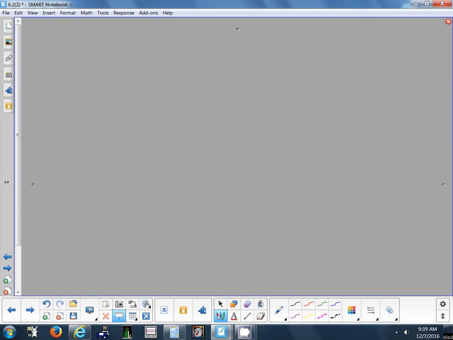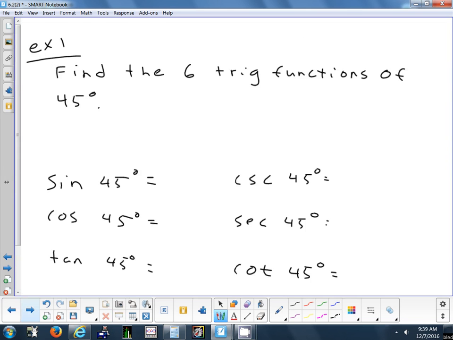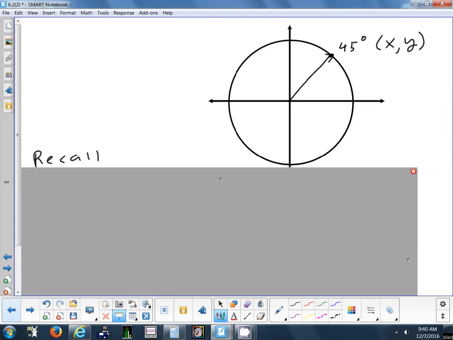All right, so I'm going to start by looking at the 45-degree angle. And my goal is to find all 6 trig functions, eventually, of 45 degrees. Okay, so that's what I want to be able to do. But in order to do that, what do I need to know about 45 degrees? Yeah, I got to know the coordinate for it.